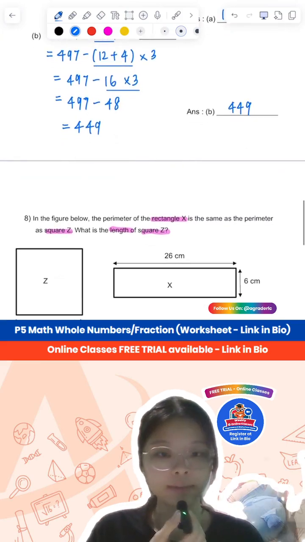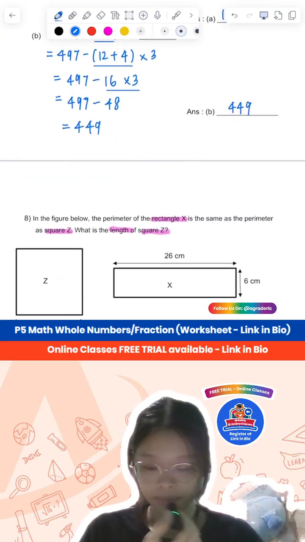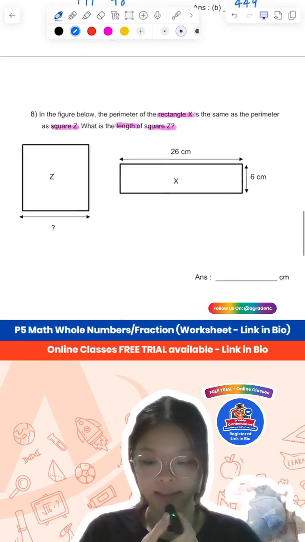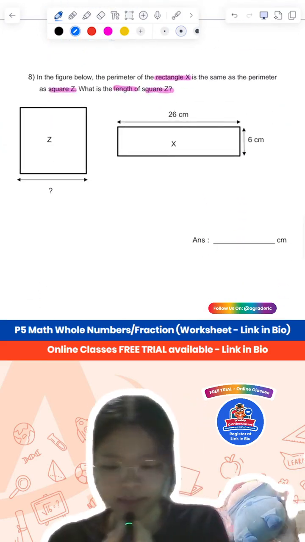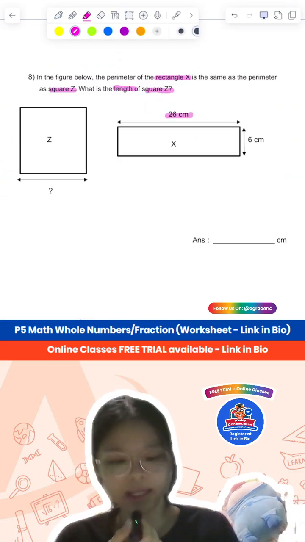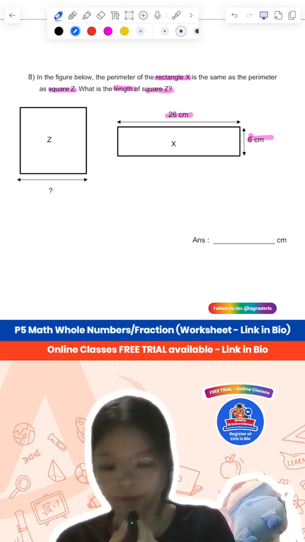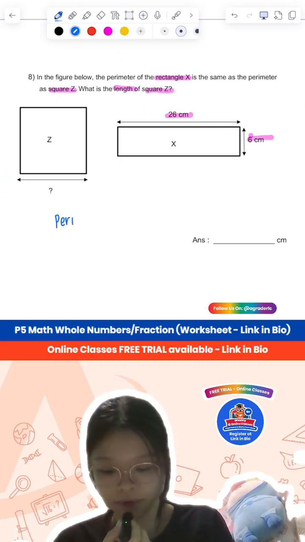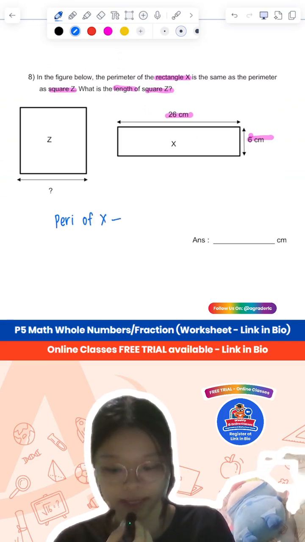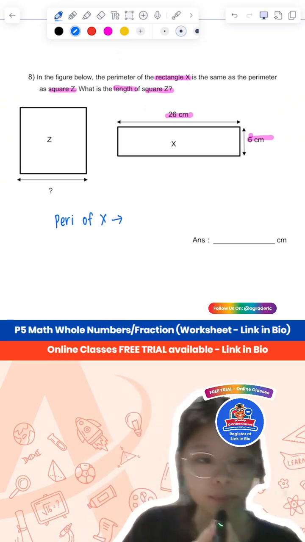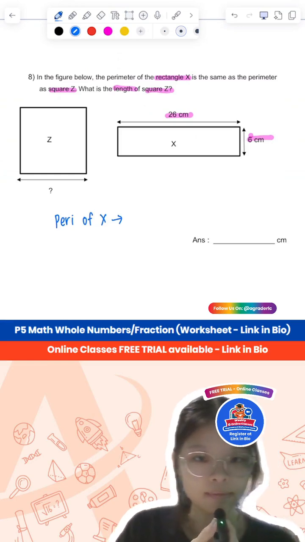Can see, right? Okay, so for question 8, okay, X has 26 centimeters as the length and 6 centimeters as the breadth. How do we find the perimeter of a rectangle? Perimeter of X. Can you tell me? How do I find the perimeter of X? Let me find.